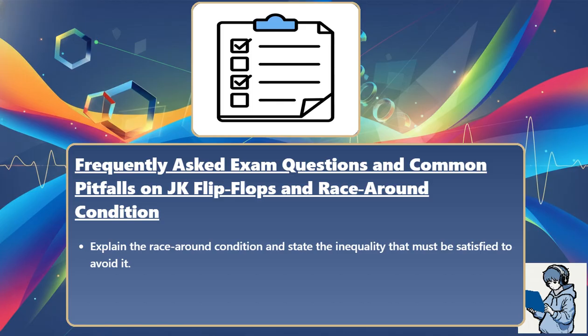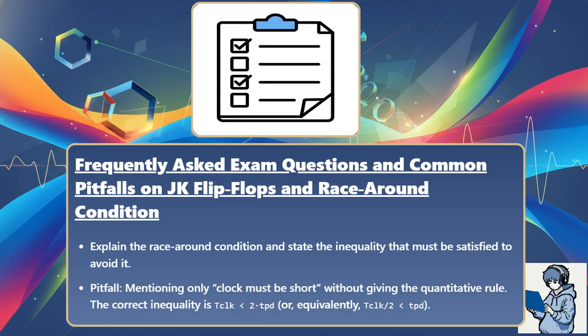Explain the race around condition and state the inequality that must be satisfied to avoid it. Pitfall: mentioning only that the clock must be short without giving the quantitative rule. The correct inequality is T clock less than 2 times TPD, or equivalently T clock divided by 2 less than TPD.